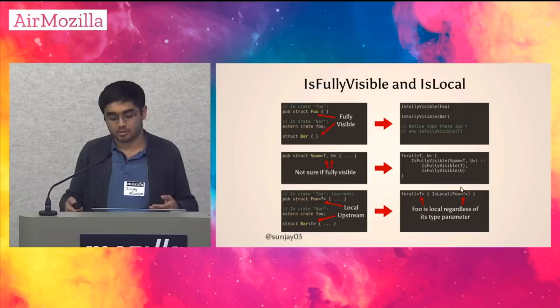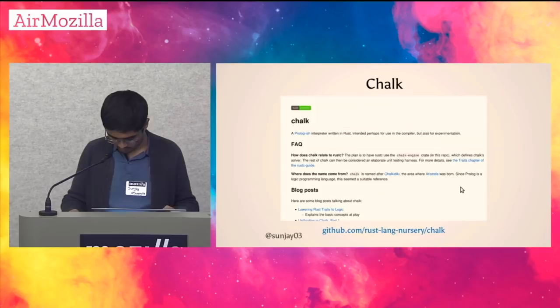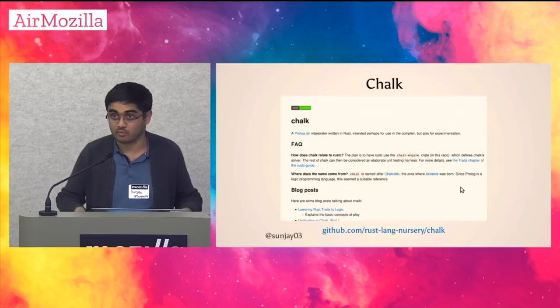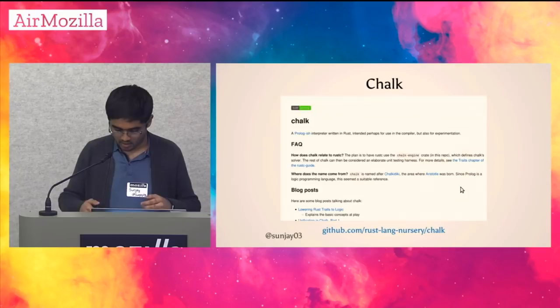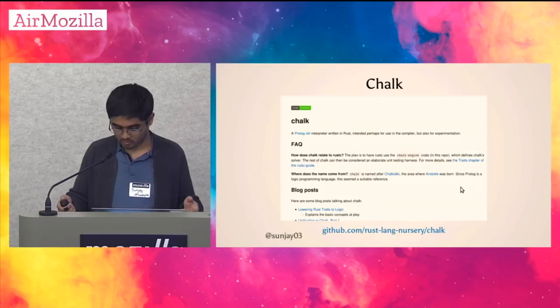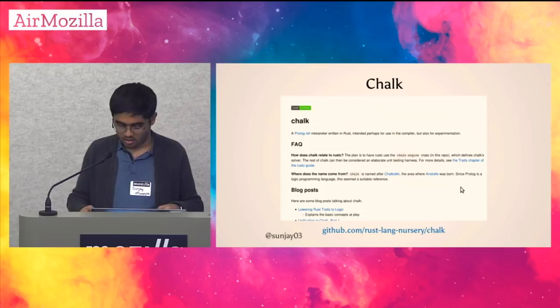So there's a couple of things that I've left out here. For example, I didn't cover how isLocal interacts with fundamental types. If you don't know what a fundamental type is, you can absolutely come up to me afterwards and talk to me about this. And if you'd like to know more about any of this or how it works, you can also come and ask me about that. But all of this is actually fully implemented in Chalk right now. RustC doesn't actually use Chalk internally just yet, but you can expect that one day your Rust code might be checked with logical queries like the ones I've demonstrated today.